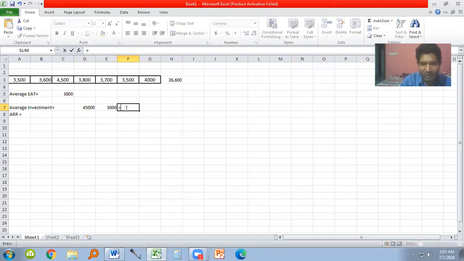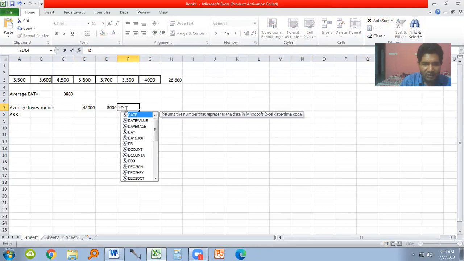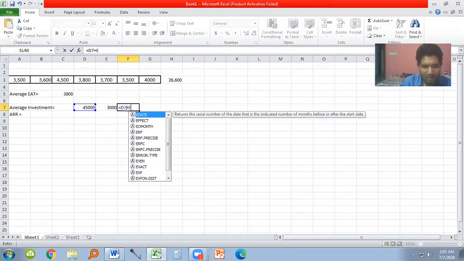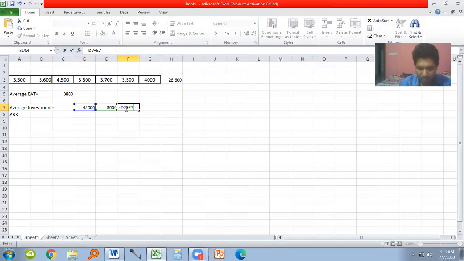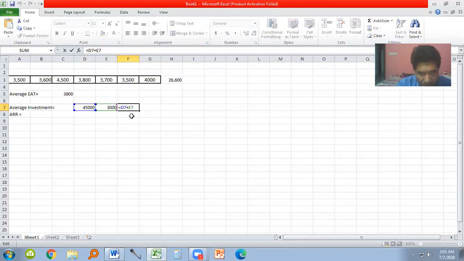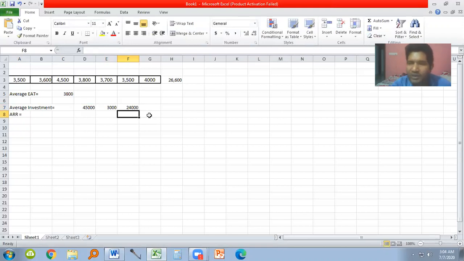We can use a formula here: D7 plus E7, divided by 2. That gives 24,000 average investment. Now what will be the ARR?